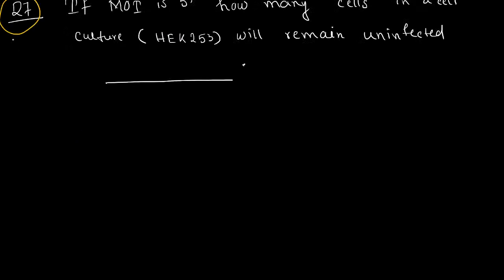Now, question number 27. If multiplicity of infection is 5, I am mentioning that multiplicity of infection is 5. Please check, it's possible that I forgot to mention it. So the multiplicity of infection is 5. How many cells in a cell culture will remain uninfected? Suppose I'm giving you a cell line like HEK293 or something else. So how many cells will remain uninfected? Quickly tell me, guys. That's a really fantastic question.